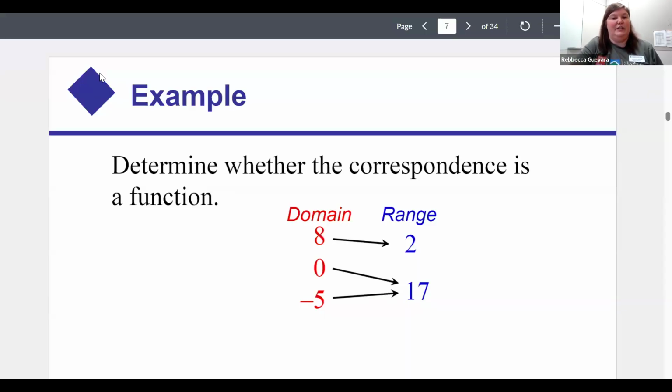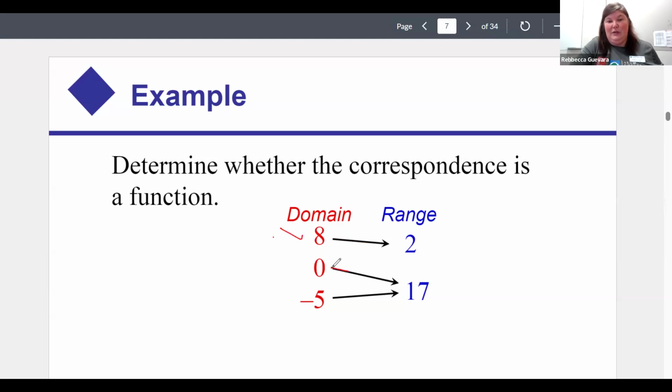Just a couple examples here. We want to determine whether this correspondence is a function. So this 8, it's only going to one number, so that's okay. Let's mark on the side. The 8 is okay, it's only going to one number.